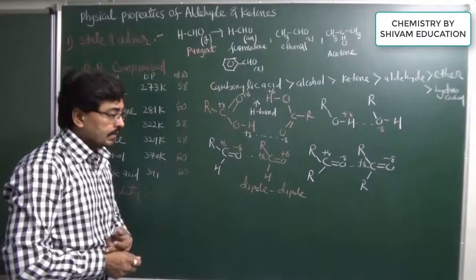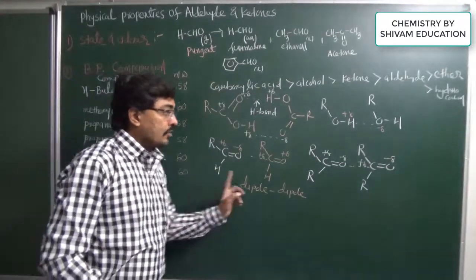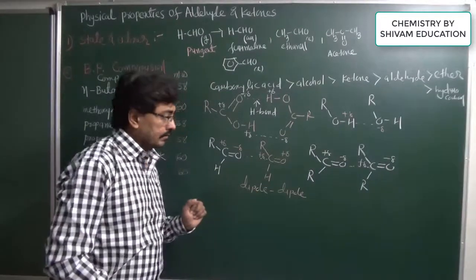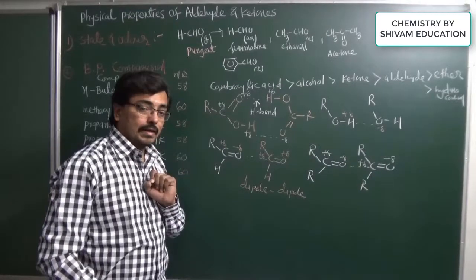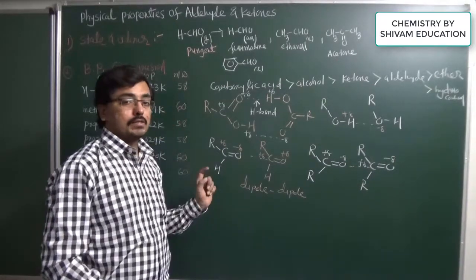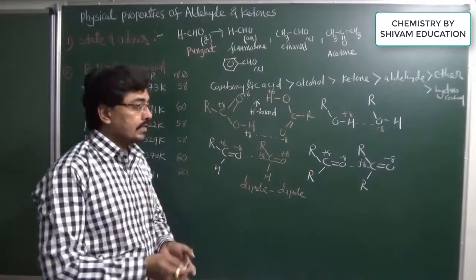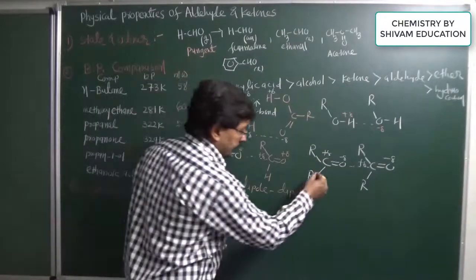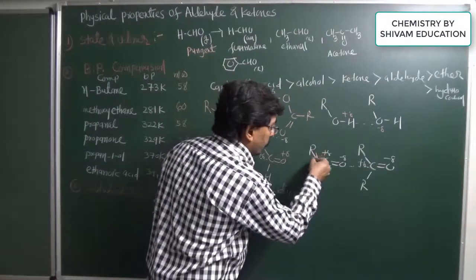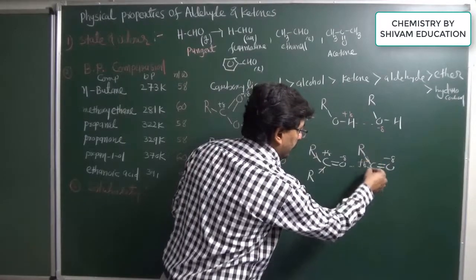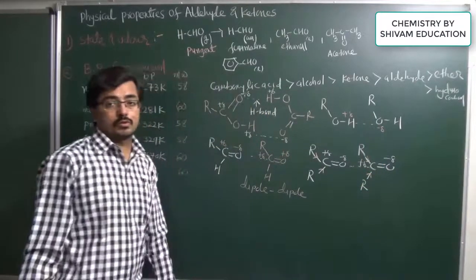Now further, among isomeric ketones and aldehydes, the isomeric ketone has a higher boiling point as compared to aldehyde. The reason is, in the case of ketone, there will be two donor groups.